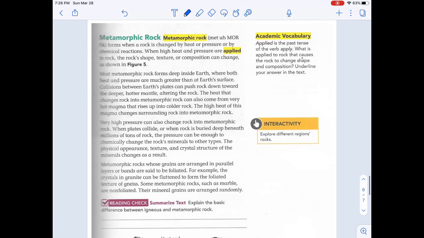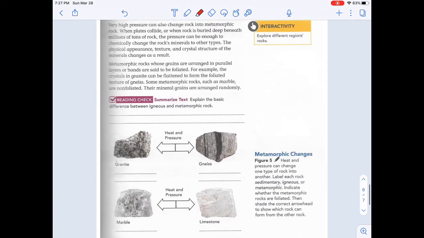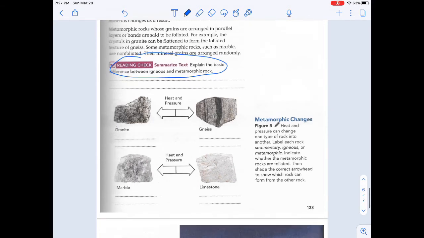All right, on the next page you're reading about another really cool type of rock, and this is called metamorphic rock. Metamorphic rock forms when any other type of rock, like an igneous rock or a sedimentary rock, is put under a lot of pressure and heat. This can happen when rocks are dragged down into the inner crust, maybe at a plate boundary where a plate is diving into the earth, which we'll be learning more about in our next unit. So I want you to read this page and then complete this reading check question here. It says, summarize text, explain the basic difference between igneous and metamorphic rock.